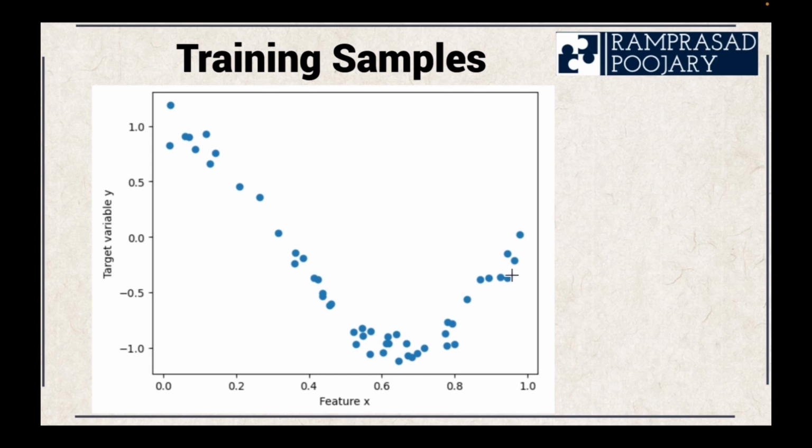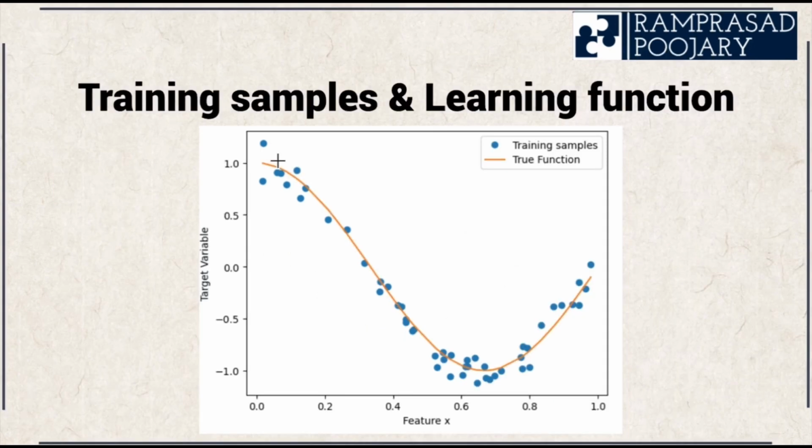This pattern can be generated using the cosine function of the NumPy library, and this in fact is a 3/4 cycle of a cosine wave. Okay, so we are given the training samples. The next step is to build a machine learning model which has a learning function that accurately fits the data as shown here. You can see in the orange color line that is the true function. So we need to build a model which resembles this learning function.